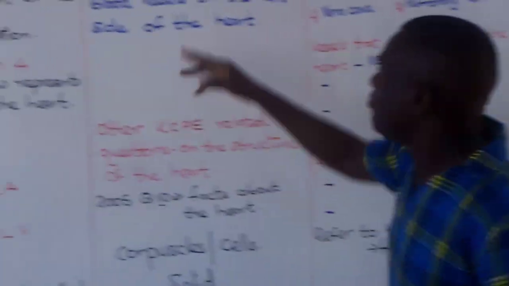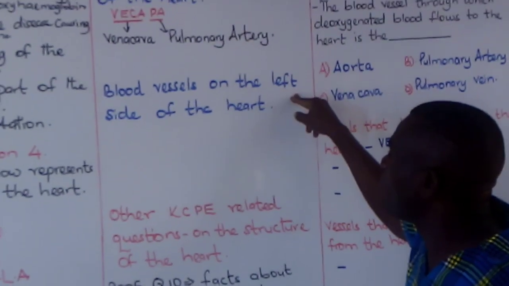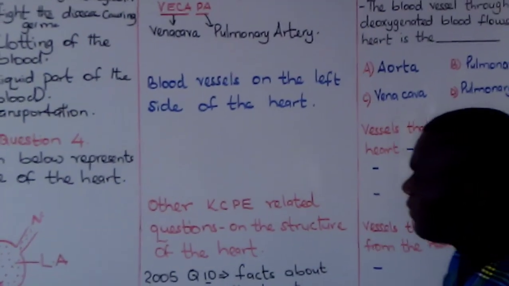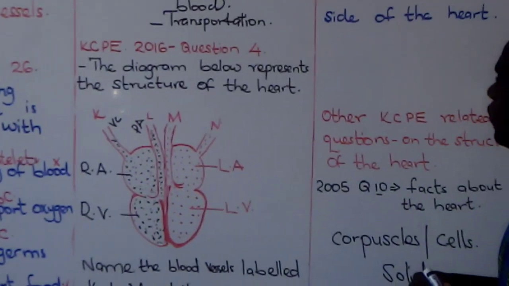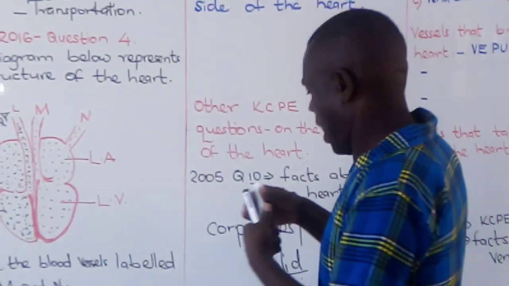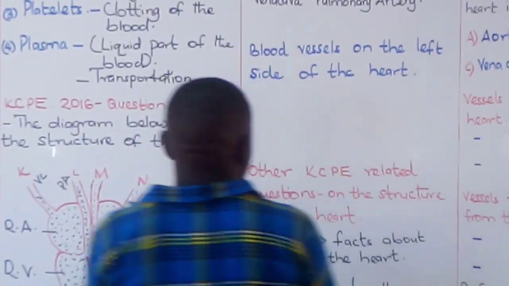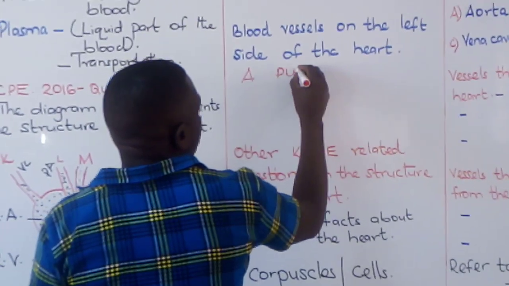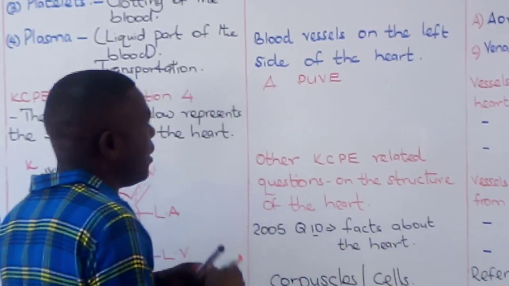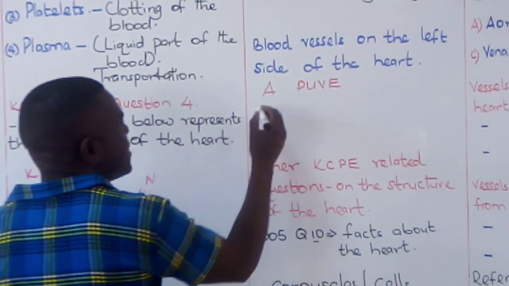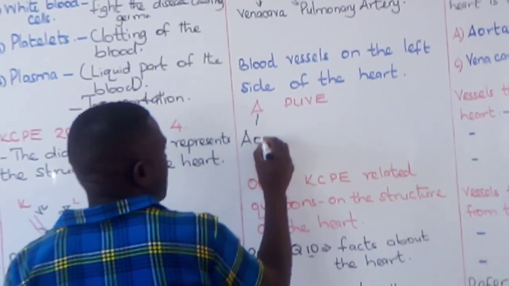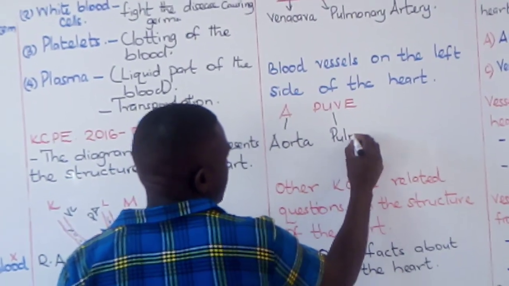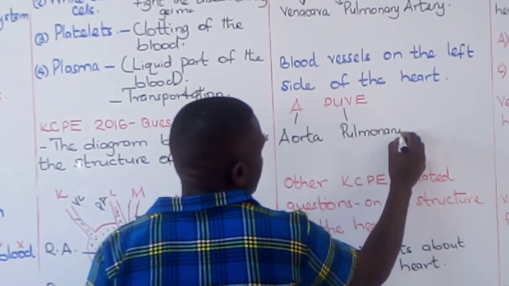Let's go on. Blood vessels on the left side of the heart. On the left side of the heart, we've got APUVE. Say APUVE. We will be able to remember when you use that. A stands for aorta. PUVE stands for pulmonary vein.